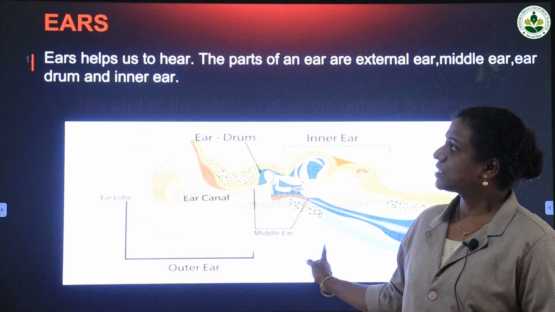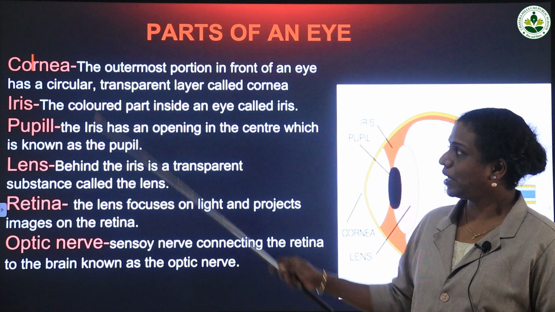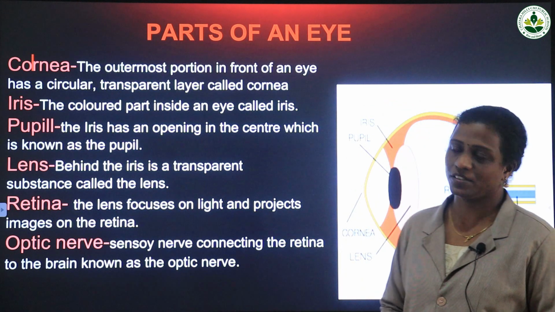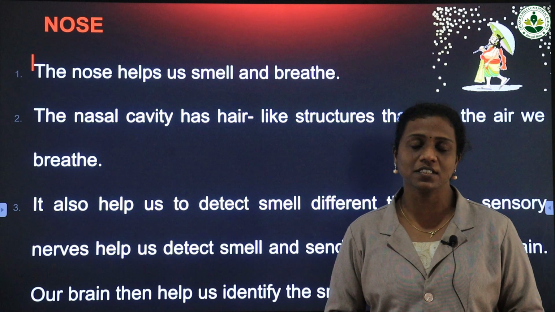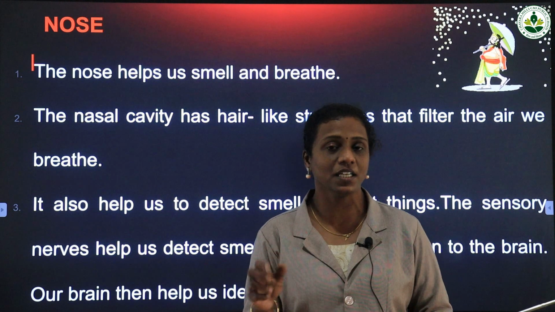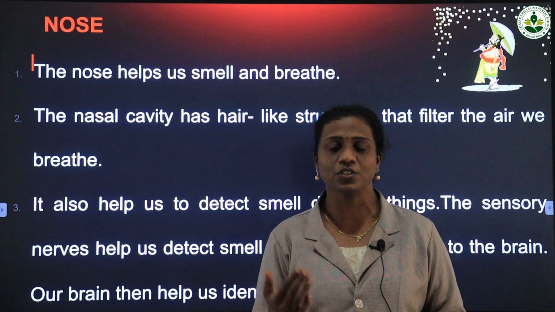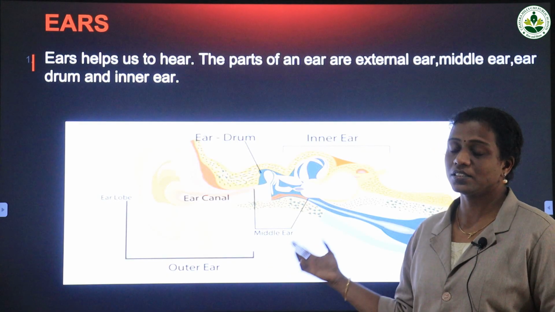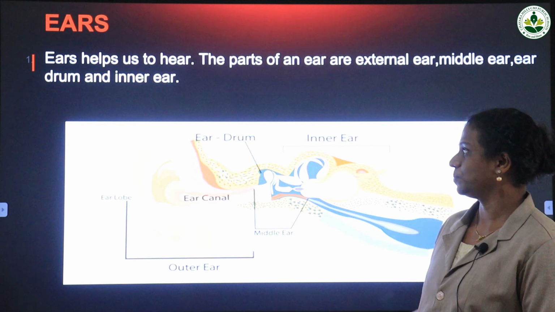So today we studied sense organs. First we studied the eyes and the parts of the eye: cornea, iris, pupil, lens, retina and optic nerve. Then we studied the nose. Inside the nose, the nasal cavity is there. Inside the nasal cavity, hair-like structures protect our nose from dirt particles. Sensory nerves are also there, carrying messages to the brain. Then we studied the ears, mainly the external ear, middle ear, eardrum and inner ear.